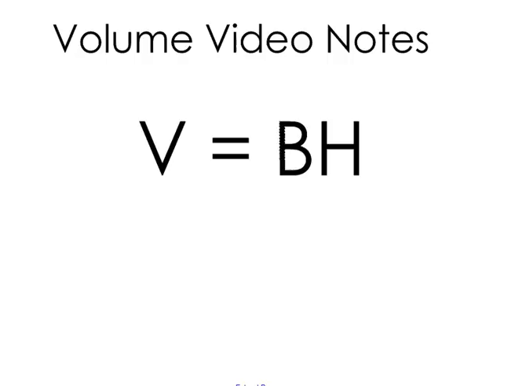These are notes on calculating volume for prisms and cylinders. We're going to start with the formula, which looks like this, and we're going to break apart what each piece represents. So capital V is going to represent volume of a prism for these notes. So we'll add that in.